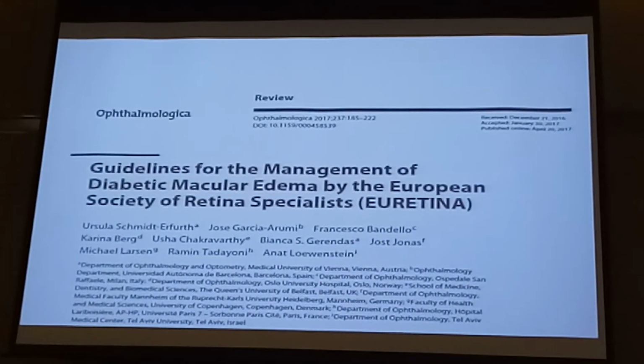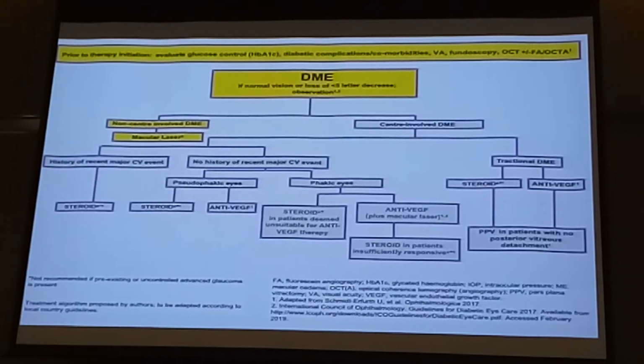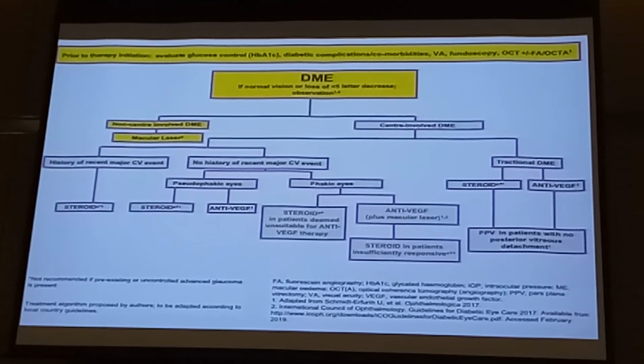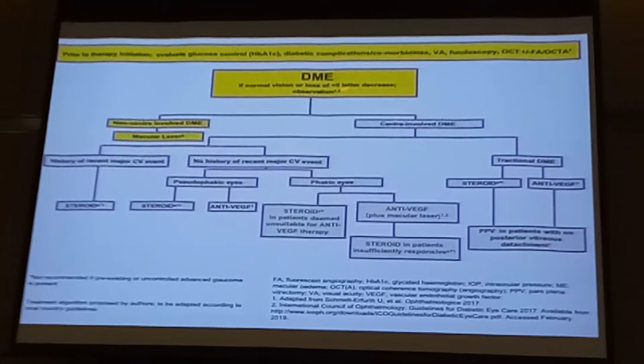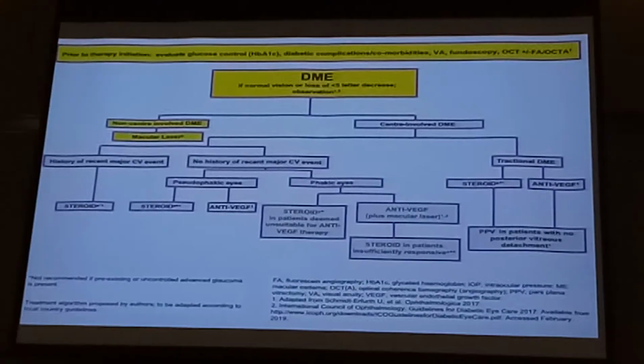This is just one of the few guidelines, and many societies have come up with them. I find this the most practical. And if you have time, go to this reference. This was published in 2017, Ophthalmologica. Let's go through this one by one. First, evaluate glucose control. So that's what we talked about. Optimize glycemic control. Next, determine whether it is significant or not.